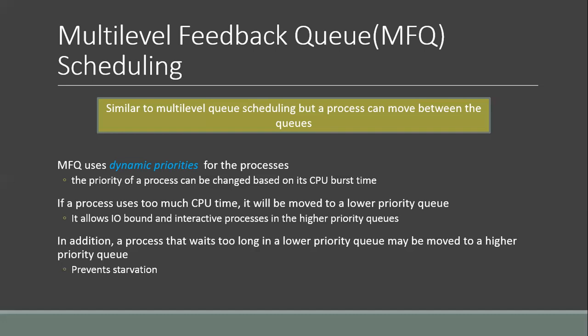Whereas in this scheduling policy, we are using dynamic priorities. So if a process has been waiting for a long period of time in a lower priority queue, then we can move this process to a higher priority queue. In this way, we can prevent this process from starvation.